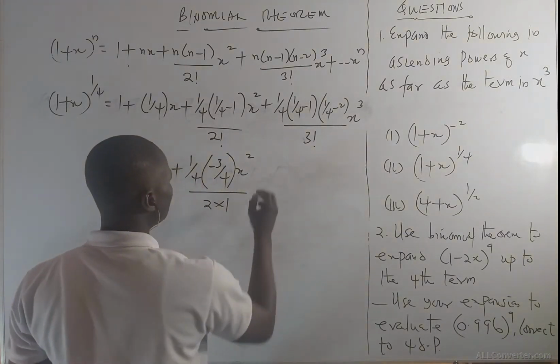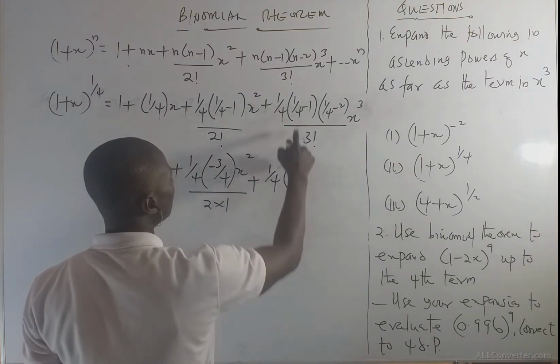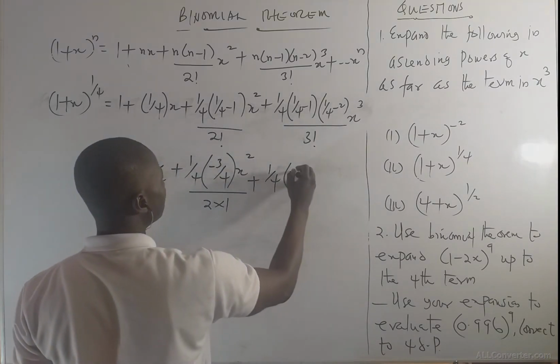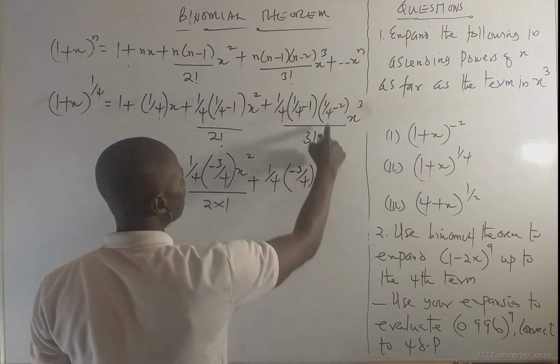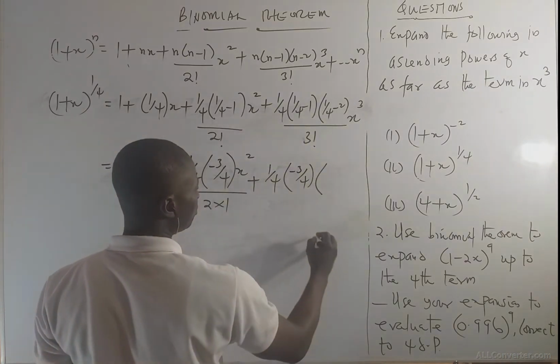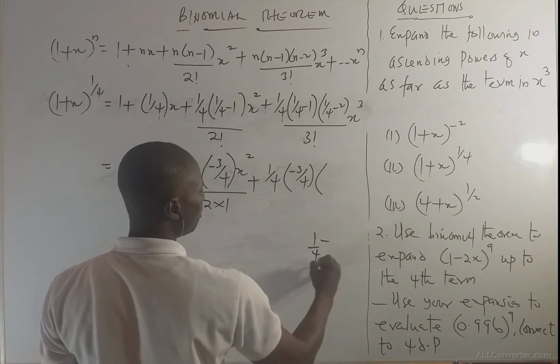Let's take this off. We have plus 1 on 4. Don't forget 1 on 4 minus 1 gives us minus 3 on 4. So it's the same thing, that now we have 1 on 4 minus 2. So let's try that. 1 on 4 minus 2.